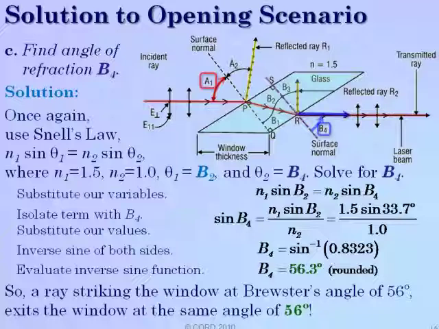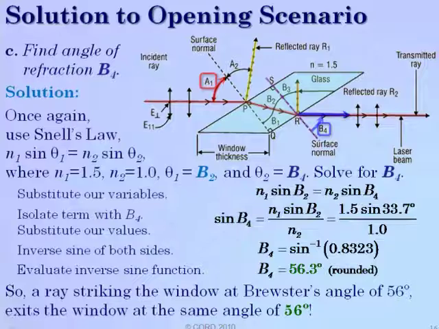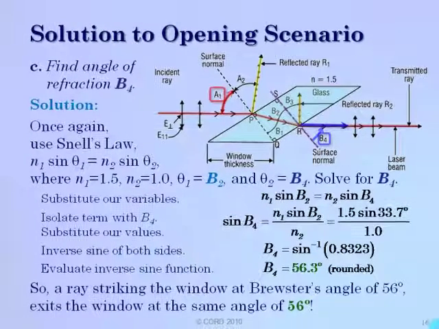At exactly the same as Brewster's angle. Isn't that interesting? So the angle of incidence of the ray over on this side is the same as the angle that the ray exits on this side. It's just been shifted down a little bit by the refraction that occurs inside the window.